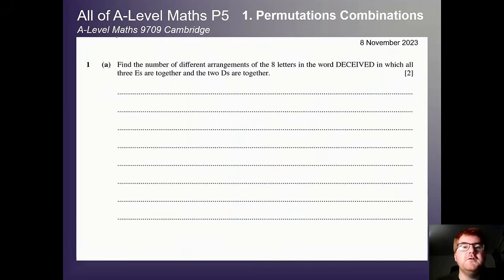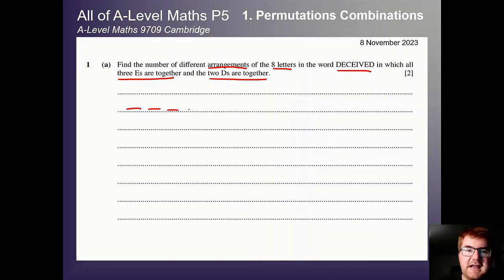Okay, so on to question 1 here. Find the number of different arrangements for the 8 letters in the word deceived. Let's not get deceived in this particular question, in which all 3 E's are together and the 2 D's are together. Okay, so the way I would do this, normally we just write out all the slots. So D, E, C, E, I, V, E, D. So those are our different slots: 1, 2, 3, 4, 5, 6, 7, 8.